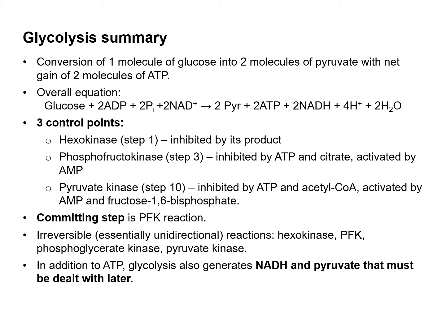And the committing step in glycolysis is the PFK reaction in step 3. And there are irreversible and essentially unidirectional reactions, which are the hexokinase reaction, PFK reaction, phosphoglycerate kinase reaction, as well as the pyruvate kinase reaction, most of which are these 3 control points. In addition to ATP, glycolysis also generates NADH and 2 molecules of pyruvate that must be dealt with later within this metabolic pathway.